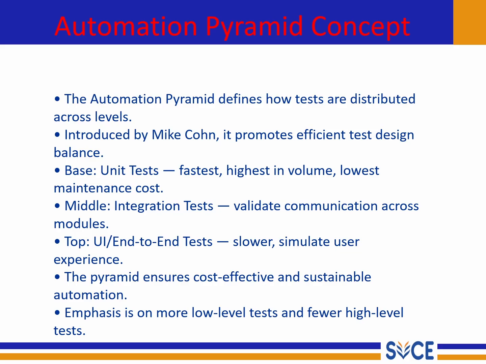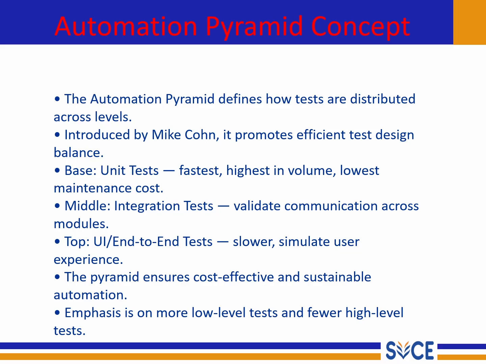The automation pyramid concept. The automation pyramid is a widely used model in agile testing that explains how automated tests should be organized at different levels. This concept was introduced by Mike Cohn and it supports efficient and balanced test design. The pyramid has three major layers.